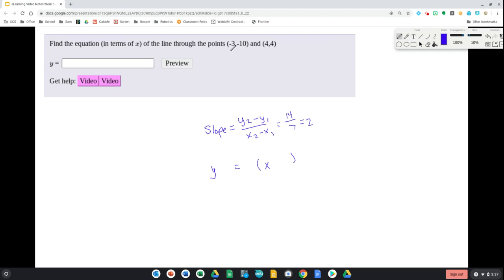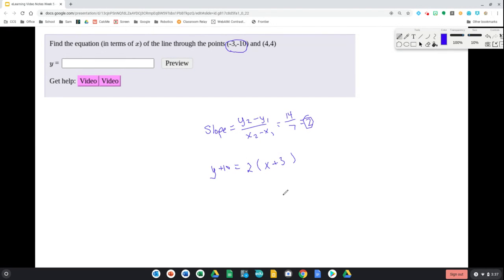So if we use this first point, negative 3, negative 10, where does that negative 3 go? Okay, it would go next to the x, and you would put down a plus 3. Okay, what number would you put next to the y? Okay, you should put down the plus 10. Since we put the 3 next to the x, we got to put the 10 next to the y. And remember, it's always the opposite signs. And then remember, in front of the parentheses, what number are we going to put there? Okay, that's why we found the slope, is so we knew what number to put in front of the parentheses. So we'll put a 2 in front of those parentheses.